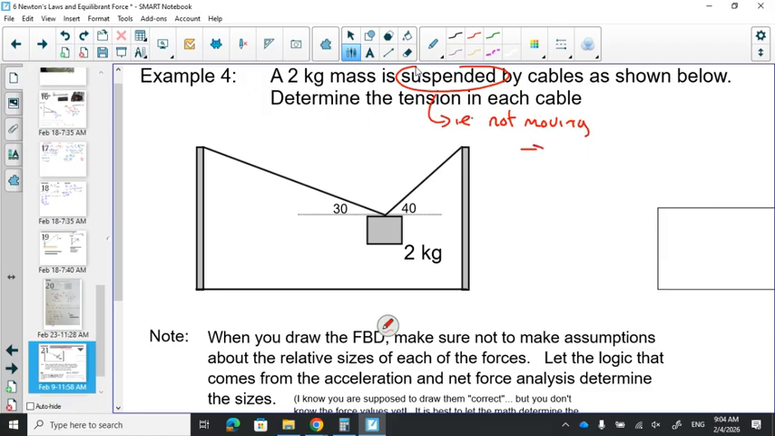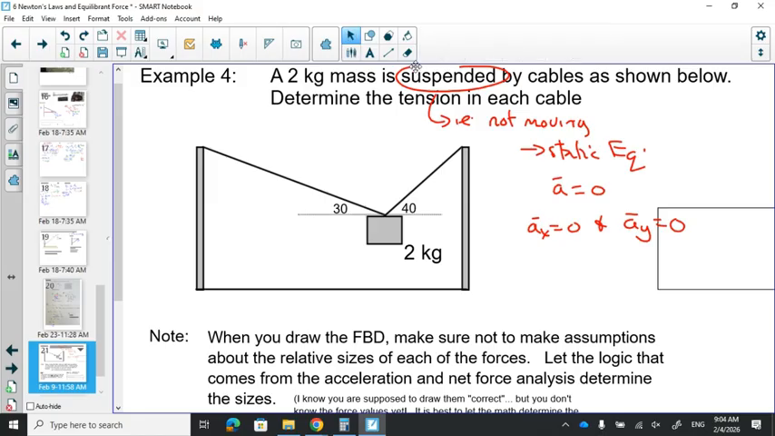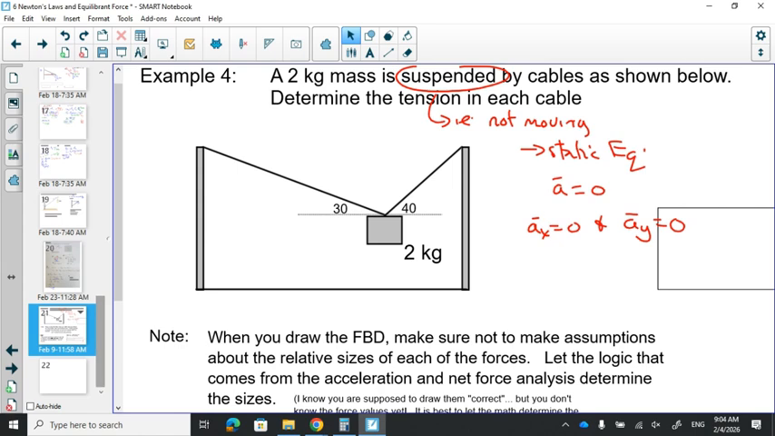And so we have a static equilibrium, EQ for short. And so we have acceleration equals 0, which means acceleration in the x direction equals 0, and acceleration in the y direction equals 0. Okay? So there's a lot of understanding there to get us on the right track, right? And so let's do it.